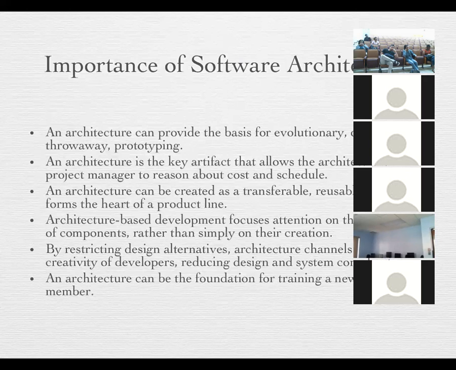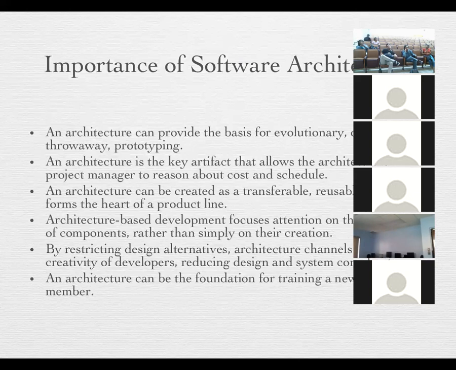Architecture-based development focuses attention on the assembly of components rather than simply on their creation. By restricting design alternatives, architecture channels the creativity of the developers, reducing design and system complexity. If you leave everything open to programmers, the system will be very, very complex, because most programmers have a lot of skills and would like to use most of them in any given project. And that doesn't work well for the future of the system.